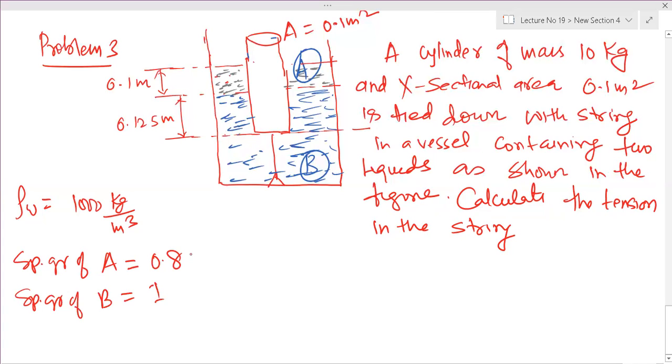I give you 3 minutes because it is a GATE problem. Take your time, 3 minutes, and solve it.